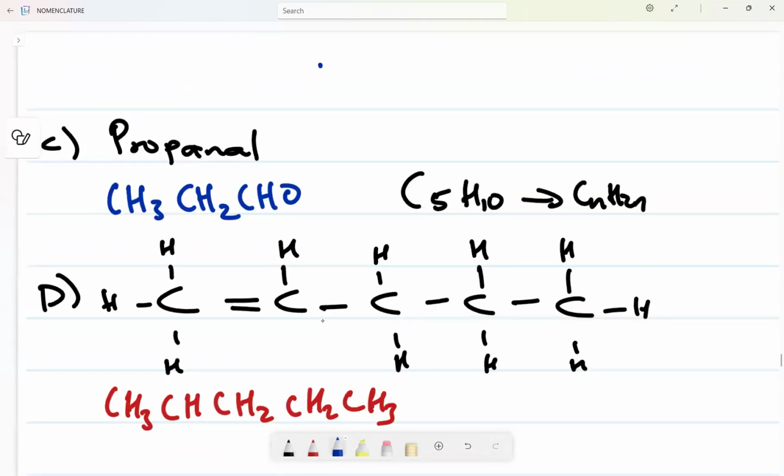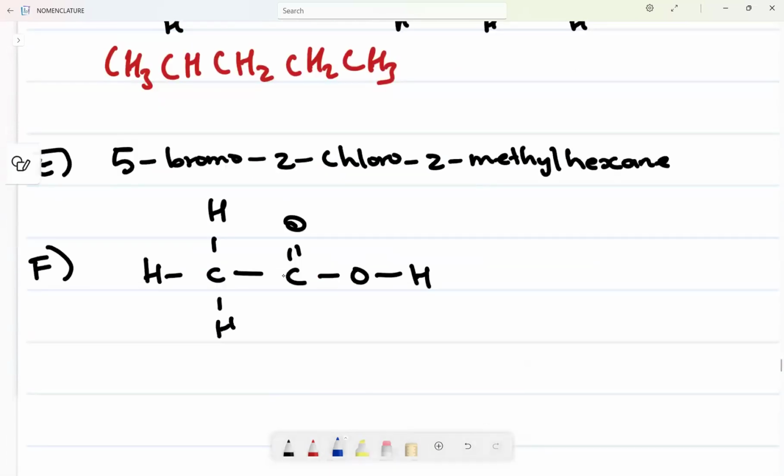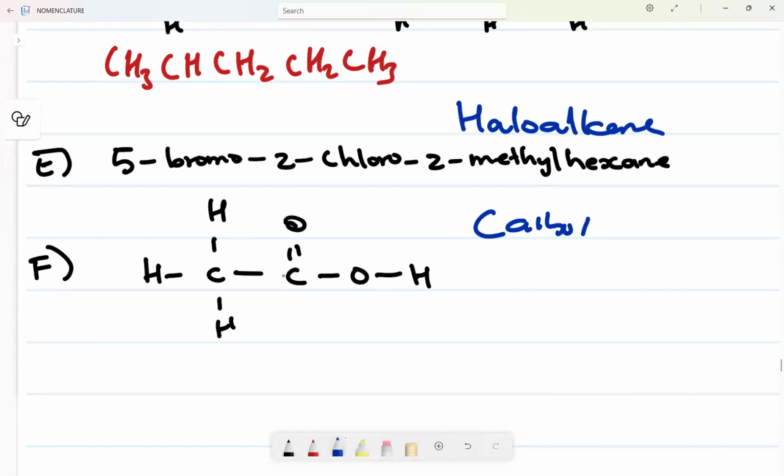This one, propanal, aldehyde. This is the homologous series. Then the functional group is formyl. How cool and nice is that? 5-bromo-2-chloro-2-methyl, I see halogen, halogen. So this is a haloalkane. Okay. Then this one I see double bond, OOH. This is a carboxylic acid.